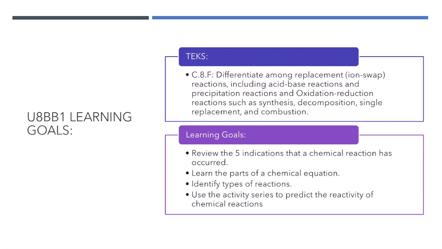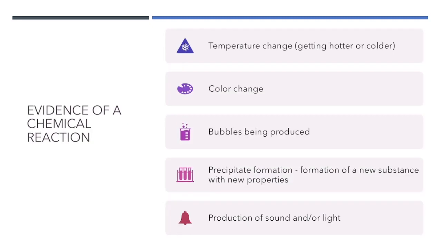Your learning goals for this video are to review the 5 indications that a chemical reaction has occurred, learn the parts of a chemical equation, identify types of reactions, and use the activity series to predict the reactivity of chemical reactions. So first, we're going to review some evidence that a chemical reaction has taken place.